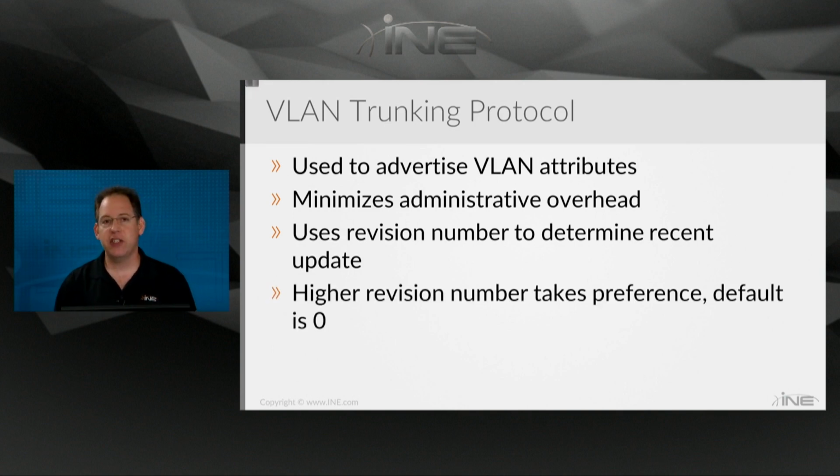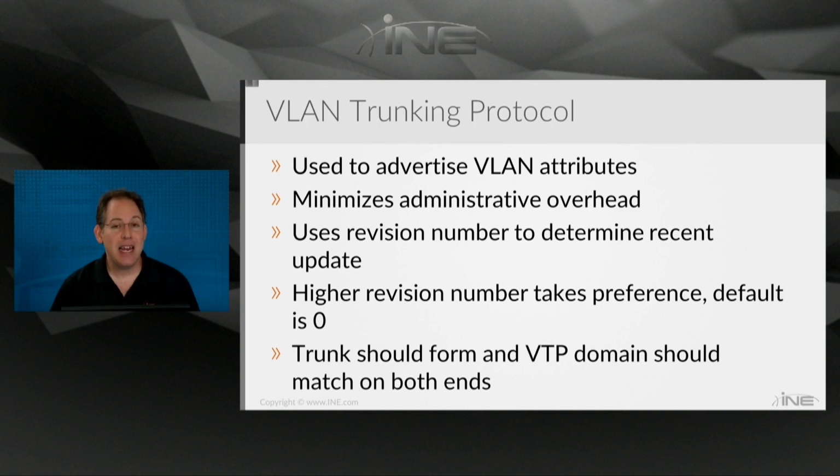The default is 0. So when you very first turn on VTP, it starts out as 0. And every time you add a VLAN, every time you delete a VLAN, it automatically bumps it up by 1. So it's not a number that you have to type in. It just increments every single time you make a change.